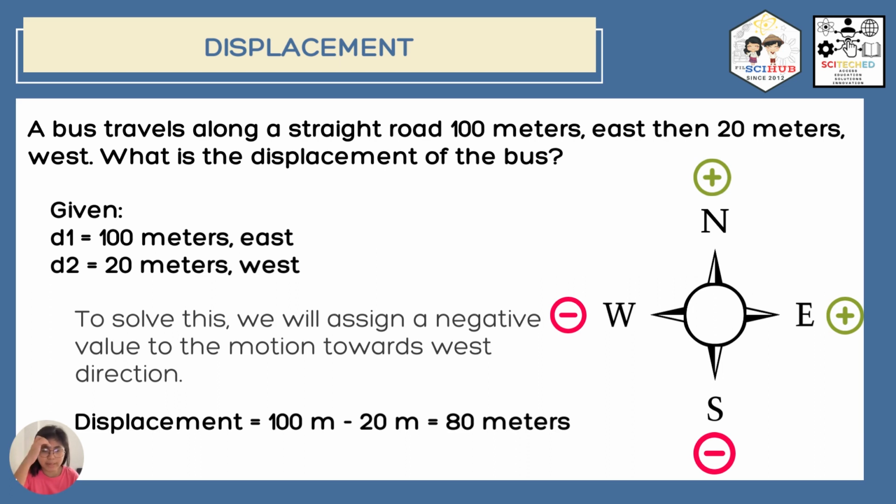Alright, so displacement is equal then to 100 meters minus 20 meters. Since we have assigned a negative value to it, then we get 80 meters. Right. However, this still misses a direction, and since the answer is positive, then we know that this is east, or this is found in the east of the initial position.